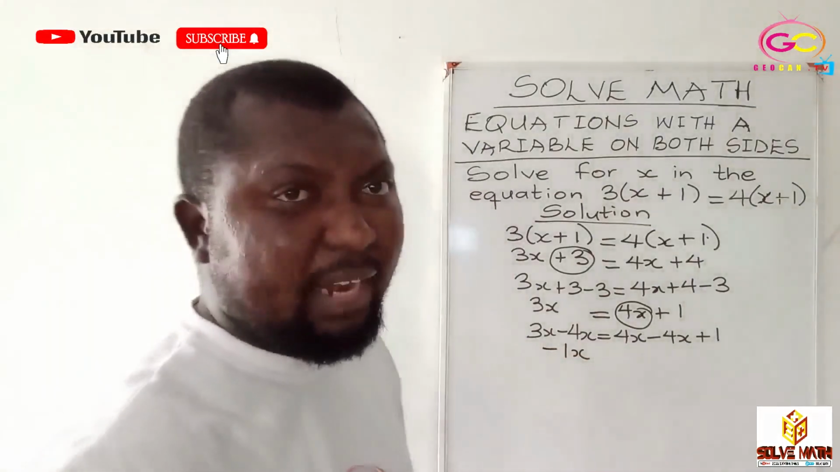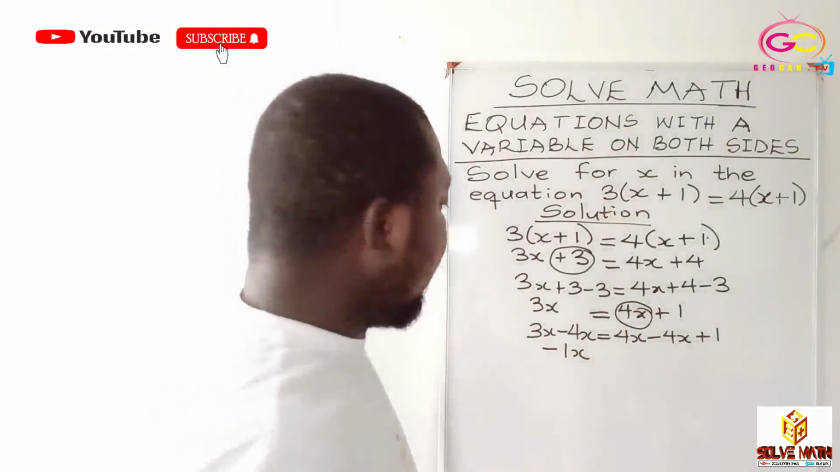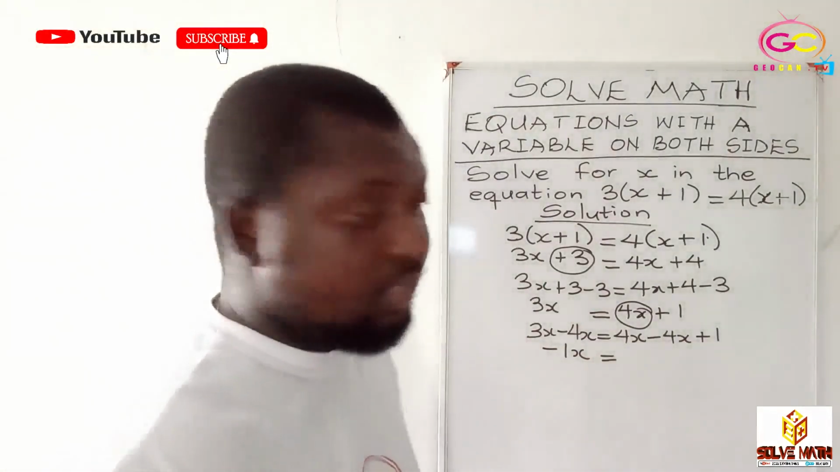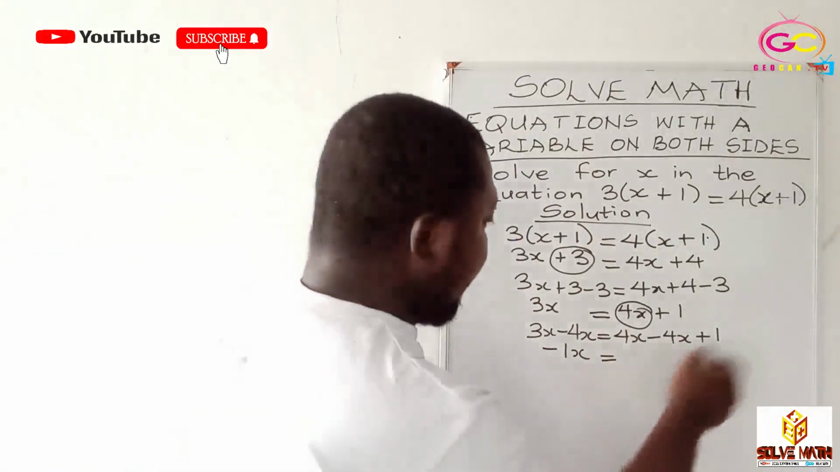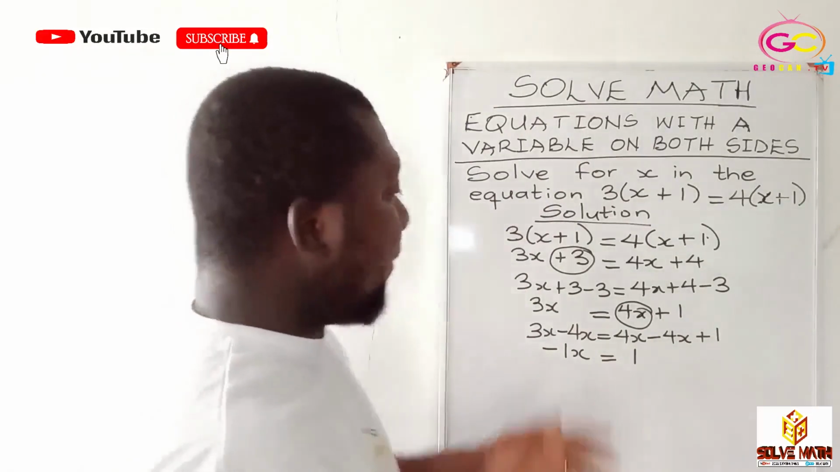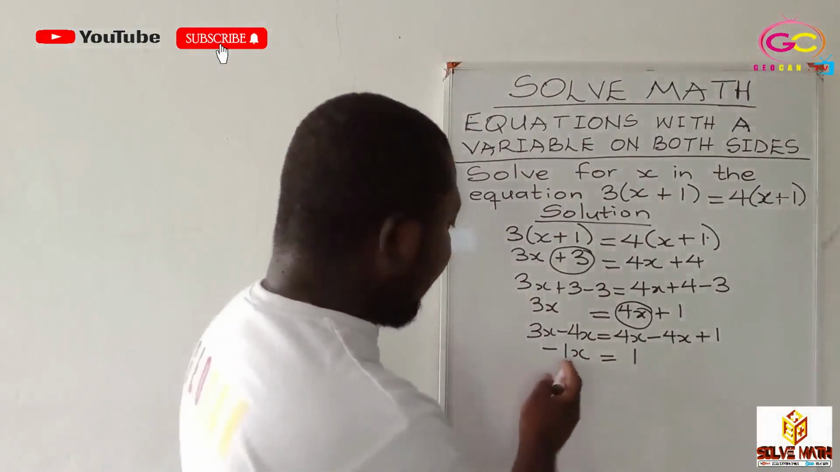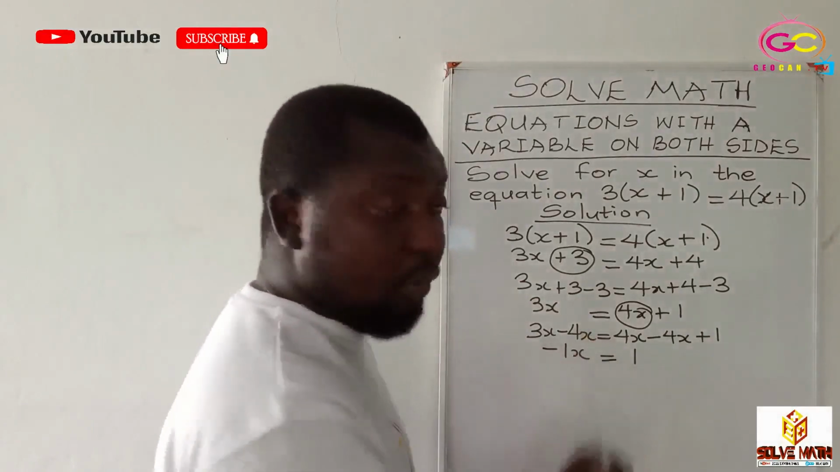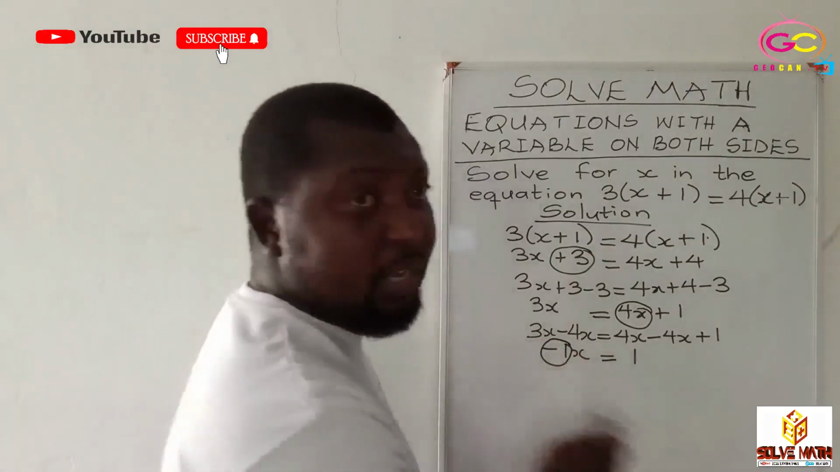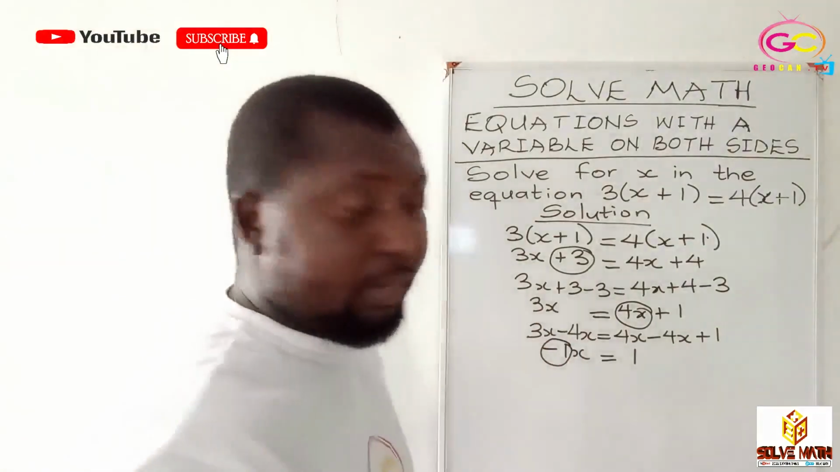Now, I'm writing the 1x for a reason. You will understand. So pay critical attention here. Good. It's equal to 4x minus 4x will give us 0. So just get rid of it. And we have plus 1. That is a positive 1. Good. So we write our positive 1. Good. Now, we have negative 1x is equal to 1. What do we have closer to x? Negative 1. So you have to divide through both sides of the equation by negative 1.